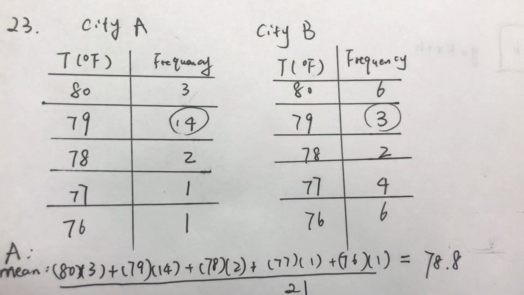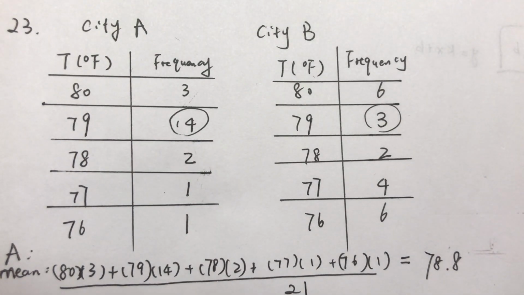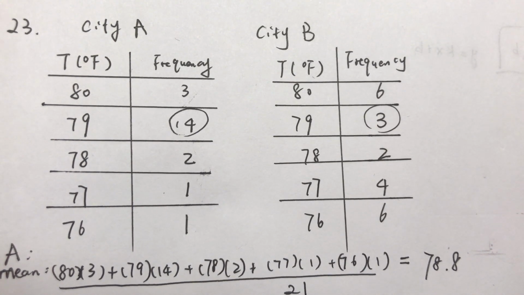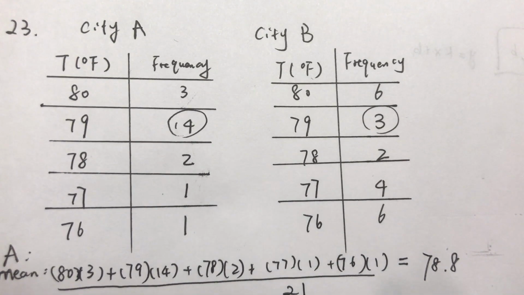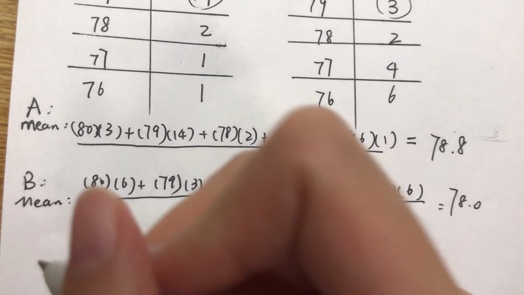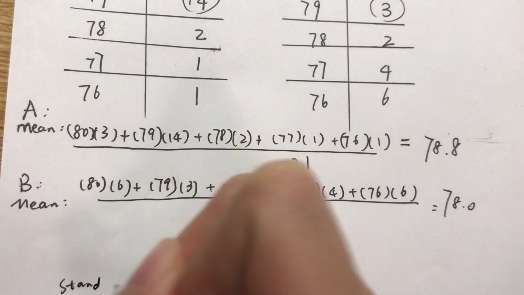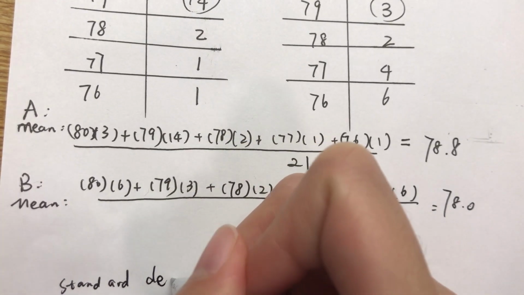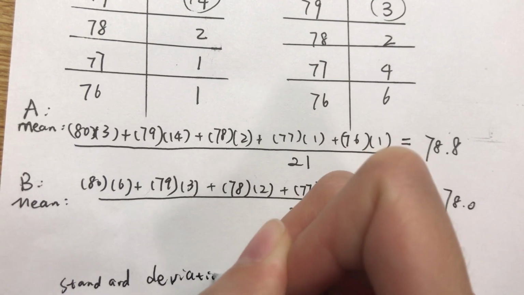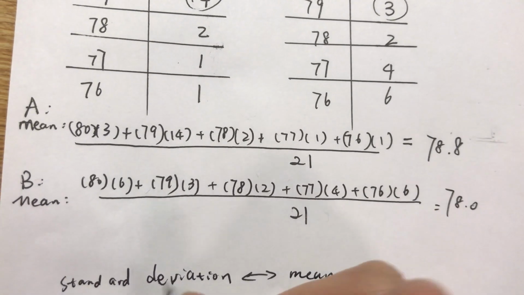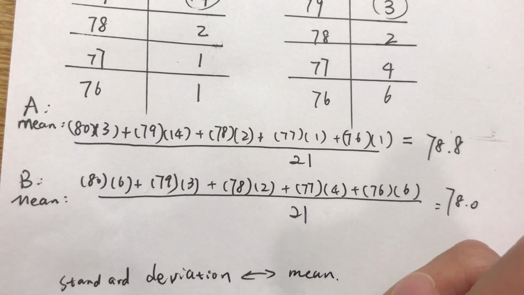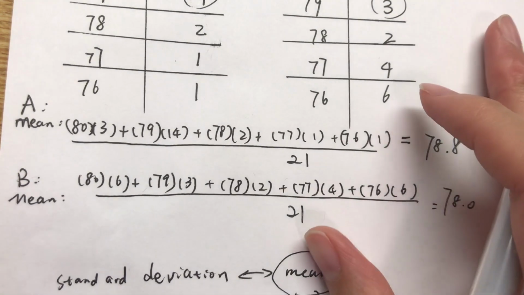From the choices, we noted that the question is about the standard deviation. At first, we need to know what the standard deviation is. The standard deviation is a measure of how far the data set values are from the mean. So the standard deviation is related to the mean. Because of this, we need to calculate the mean for city A and city B.